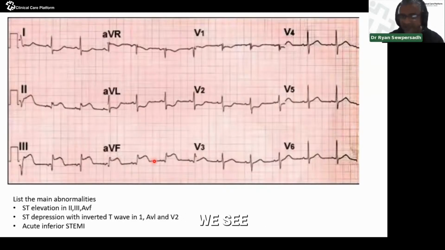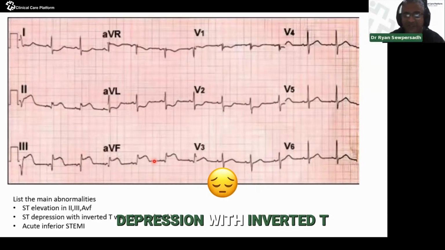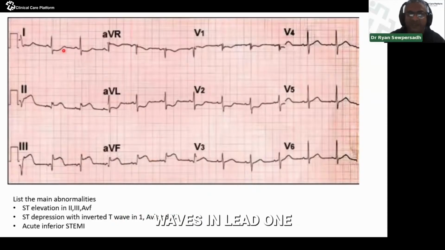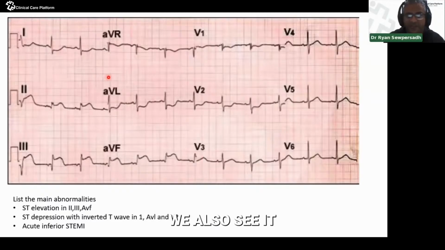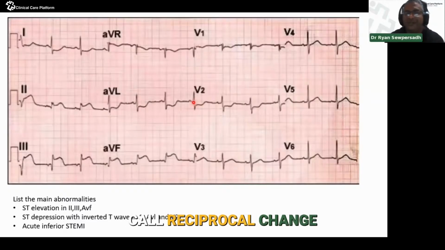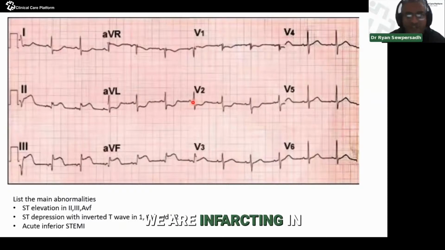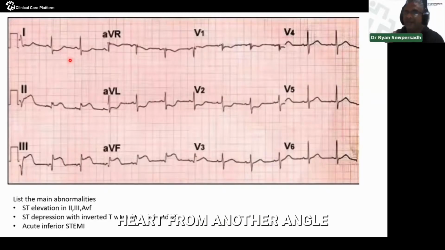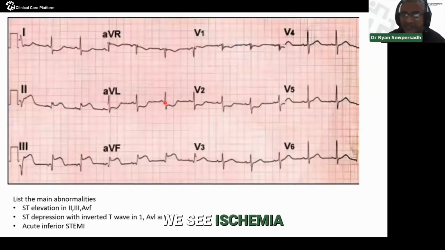But that's not all we see. We also see ST depression with inverted T waves in lead 1, right? We also see it in AVL. There we go. And in V2. Hello. This is what we call reciprocal change, right? We have infarction in one area, and looking at the heart from another angle, we see ischemia.